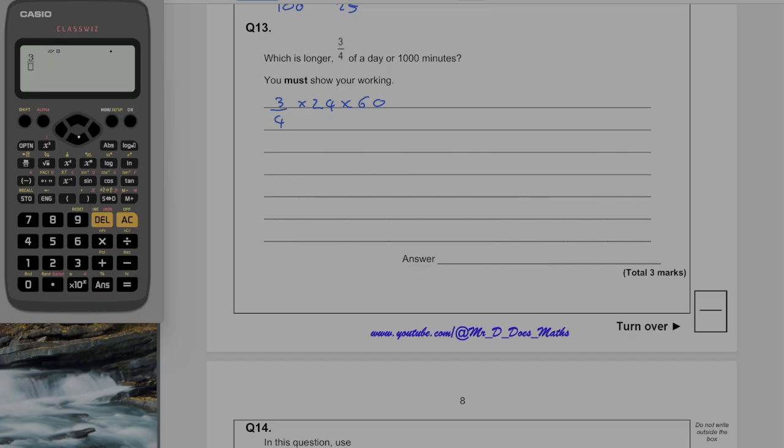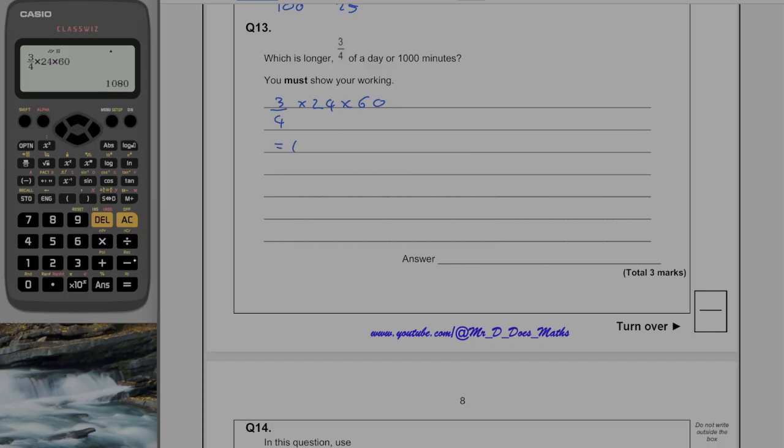So 3/4 times by 24 times by 60. So that's going to be 1,080 minutes. So which one is longer? 3/4 of a day.